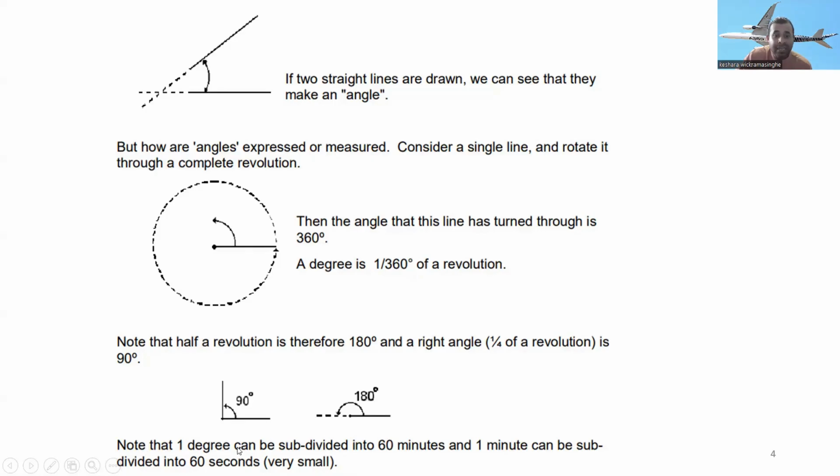Note that 1 degree can be subdivided into 60 minutes, and 1 minute can be subdivided into 60 seconds. Remember, 1 degree is divided into 60 minutes, and 1 minute into 60 seconds. That is the flow.